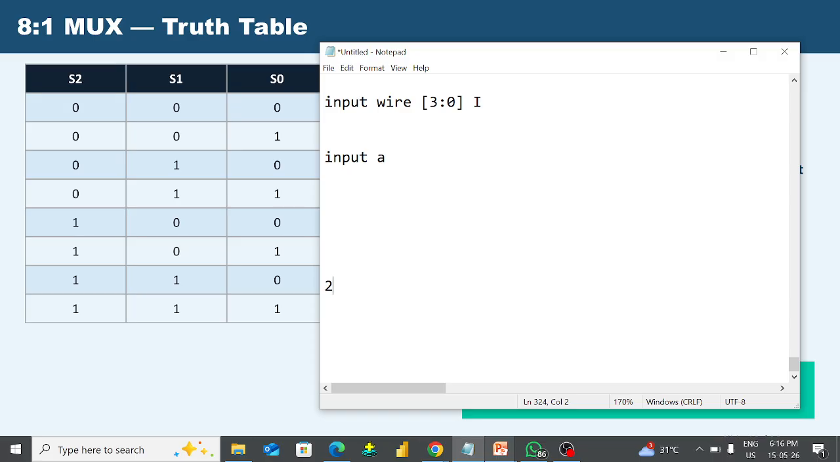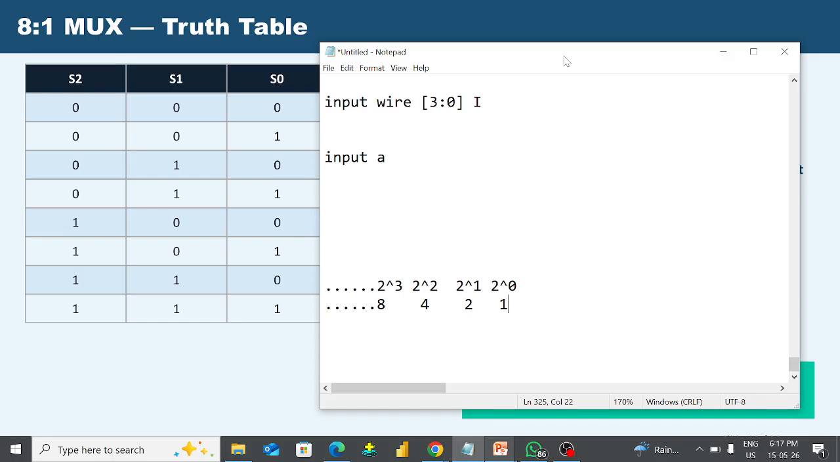2 power 2, 2 power 1 and 2 power 0. Okay, 2 power 3 means 8, right? 2 power 2 means 4. 2 power 1 means 2. 2 power 0 means 1, right? So this is what our decimal values look like.